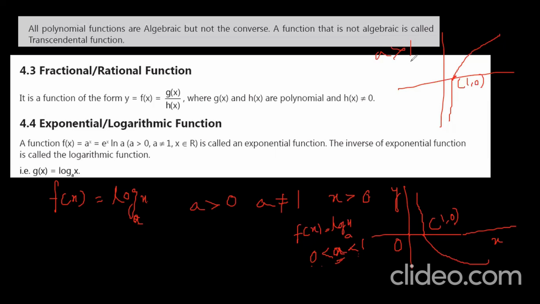If you see the domain, what are the values you are going to give for x for log ax? You should not give 0, right? 0 cannot be considered. That's why it is an open interval, and you can give any value up to infinity. And what about the range? The range is going to be minus infinity to plus infinity. All the values you can get.